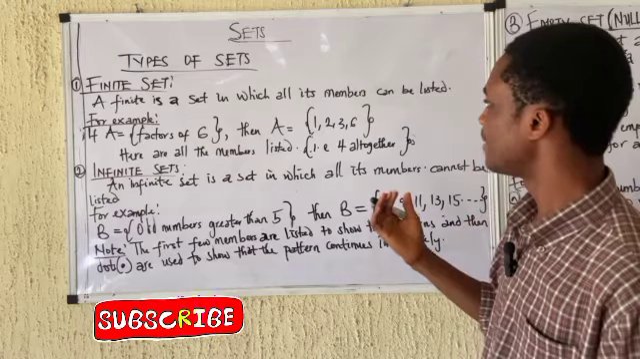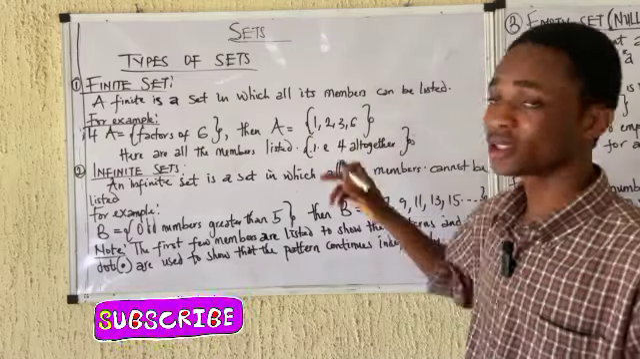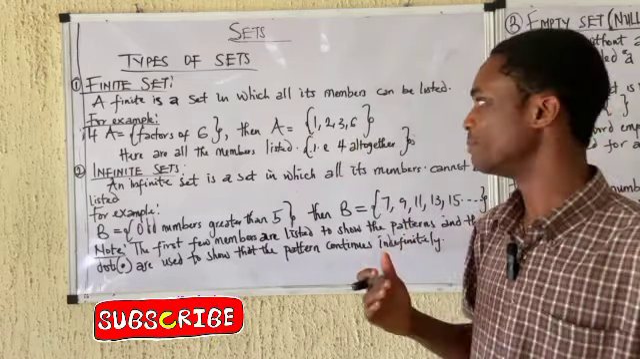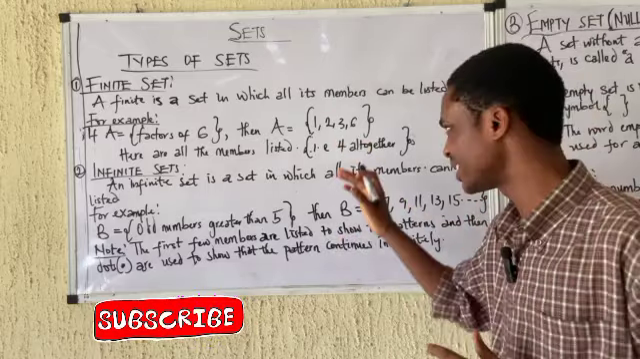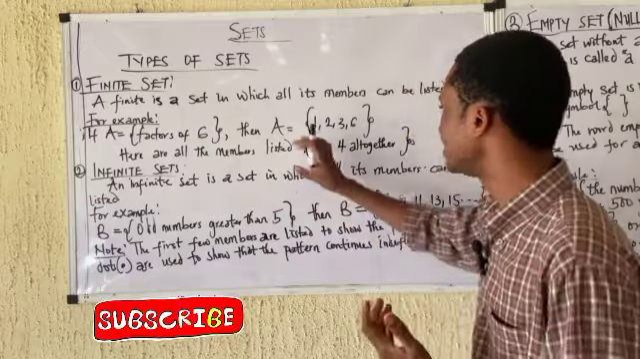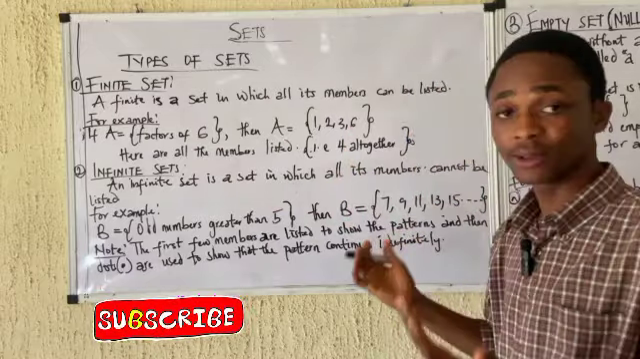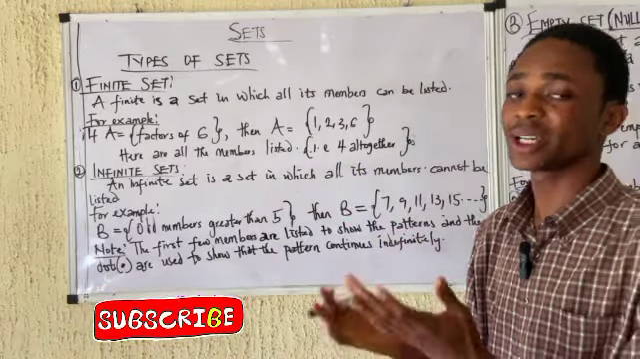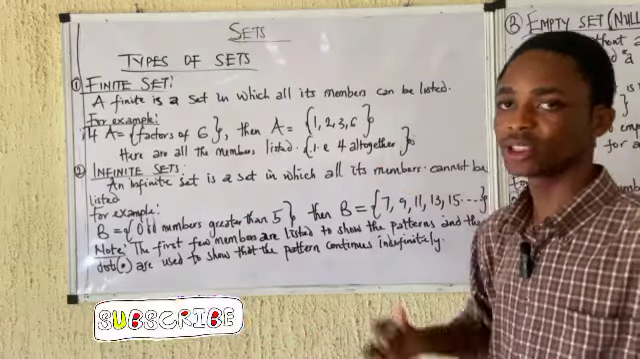1 can go into 6, 2 into 6, 3 can go, and 6 can go into 6, which is 1. So here, all the members are listed. You see, 1, 2, 3, 4. They are countable. They are finite. So I can count them. There are 4 altogether.